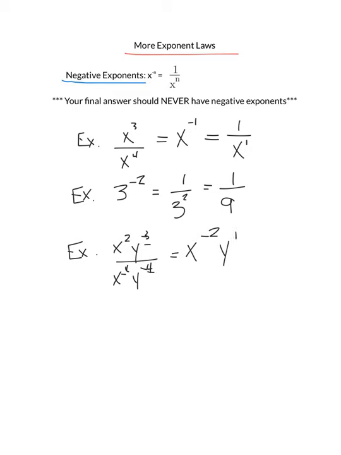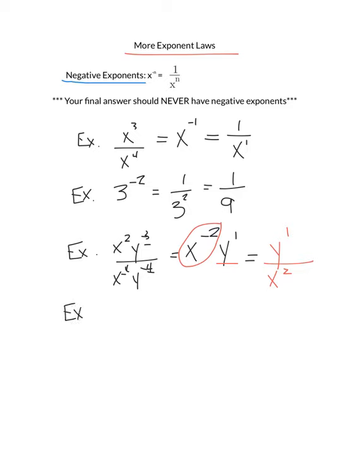So that's a 1. Now that I'm done and I can't simplify anymore, I do need to move this x to the negative 2 into my denominator. So what's going to happen is my y to the 1 is going to stay in my numerator because it's positive and I don't have to change it, but my x squared needs to move down to the bottom there.